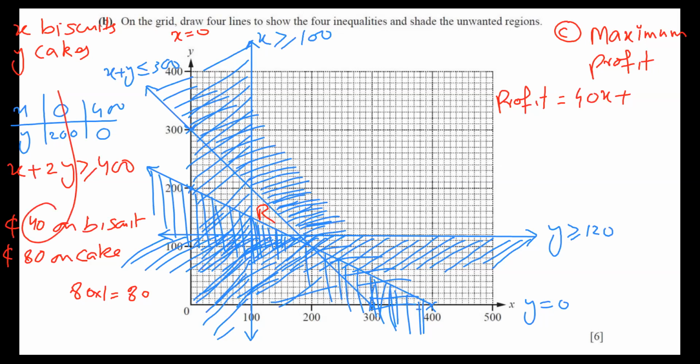So 40 into X, we get the profit earned on biscuits, and 80 into Y, you get the profit on cakes. This kind of thing is called an expression. We can't divide by 10, we can't divide by 40, nothing to divide. Okay, make sure. Because we have nothing here, zero. If we have a zero here, we can make it. But it's an expression, it's not called an equation.